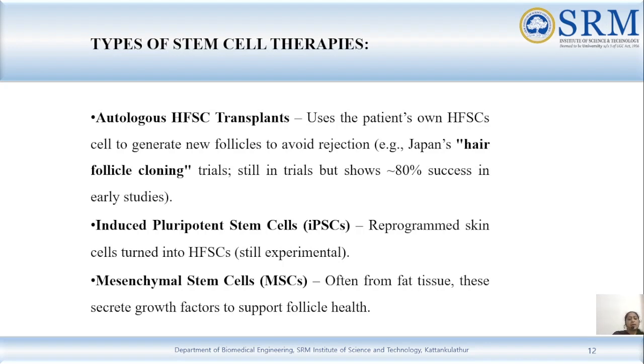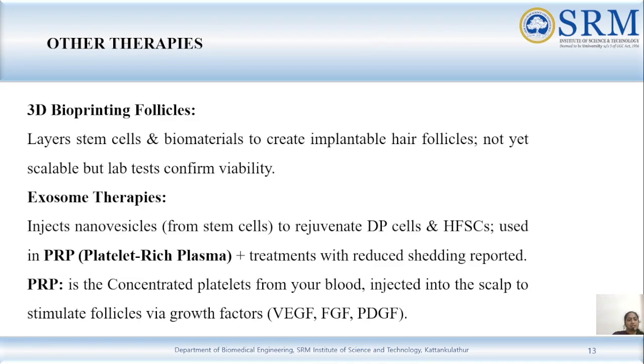You can also look at mesenchymal stem cells. These are usually taken from fat tissue. These secrete growth factors to support follicle health. Any of these kinds of stem cells can be used for the therapy.